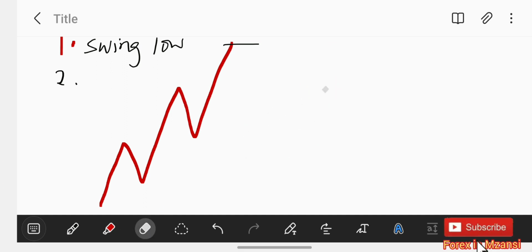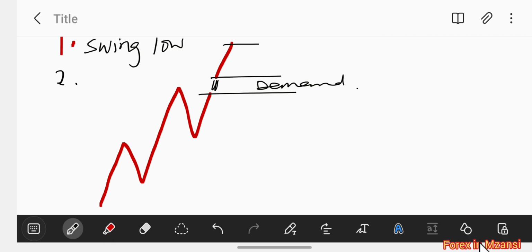The second one, while the price is moving up, sometimes in between it will stop. It will form bullish candlesticks, but then maybe it will have one bearish candlestick and then it continues again. So this is also an imbalance. This is also an area of demand. It's not always a swing low.